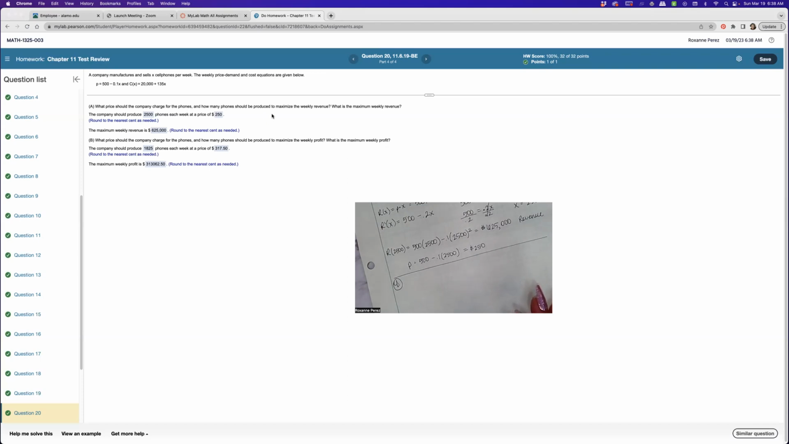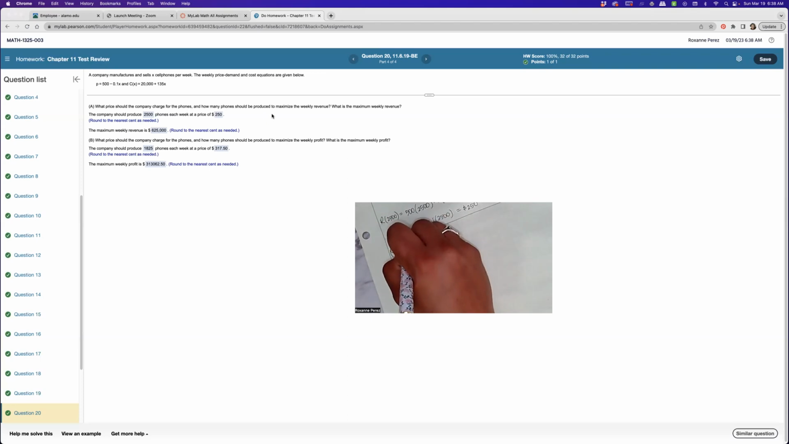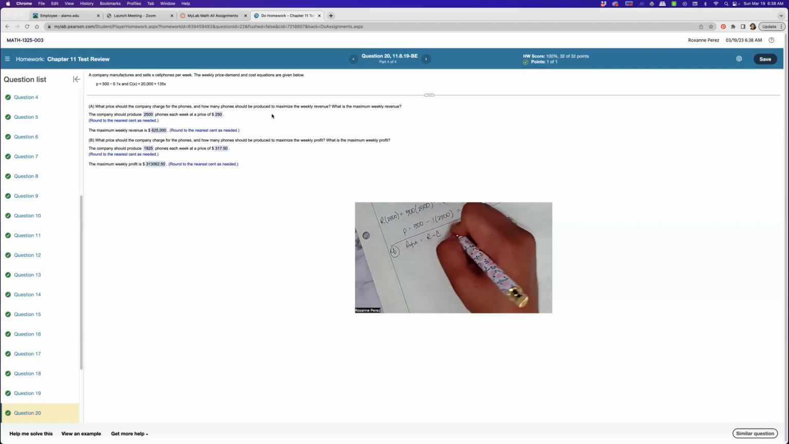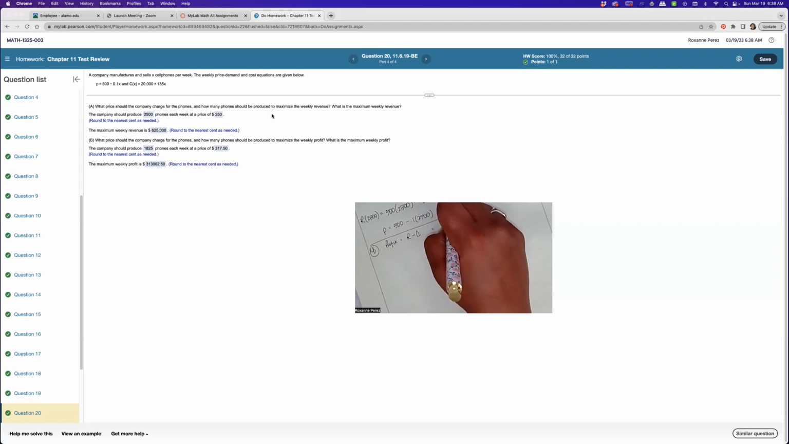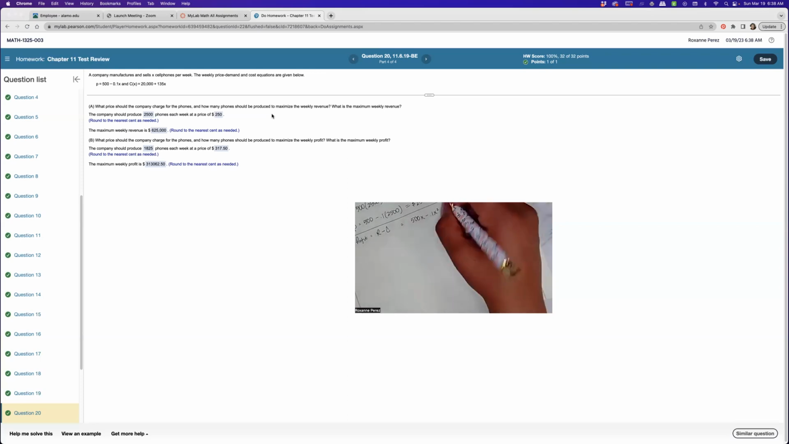Okay, so we need to go ahead and take our profit, big P, equals revenue minus cost. So we're going to figure out our revenue function first. Or I'm sorry, our profit function first. So revenue was 500x minus 0.1x squared minus our cost function, which was 20,000 plus 135x.